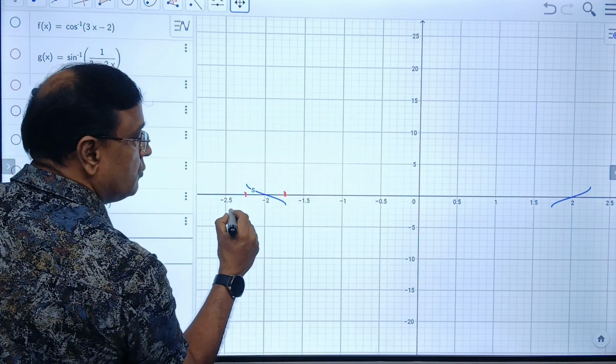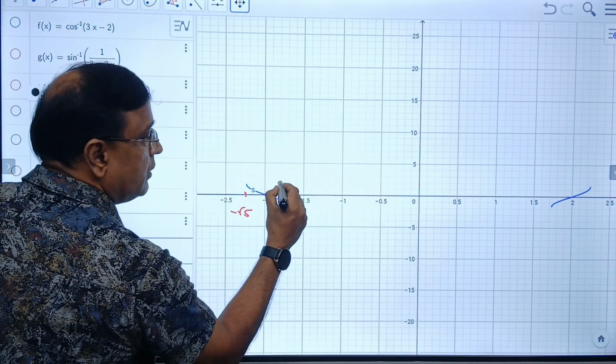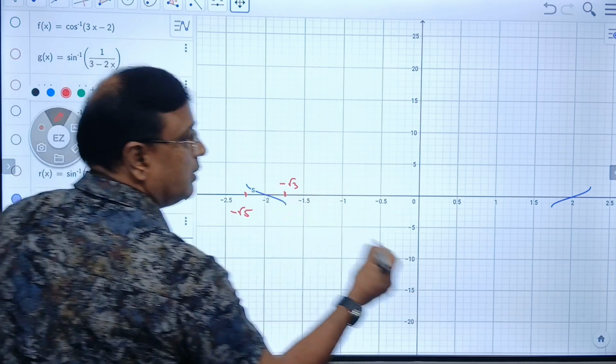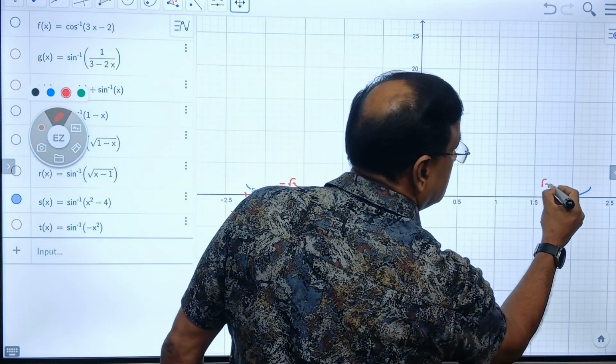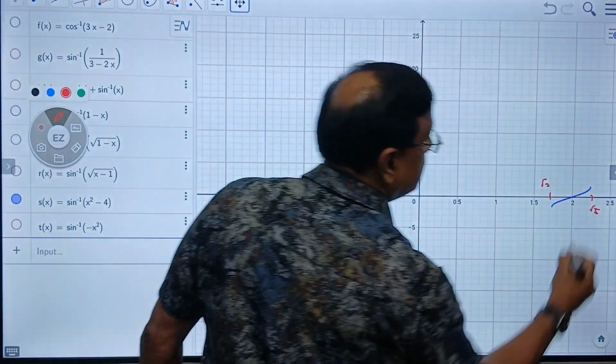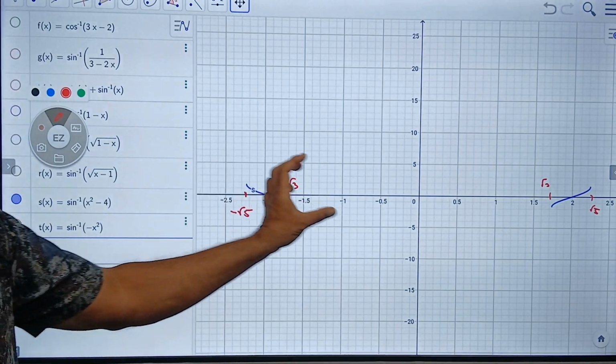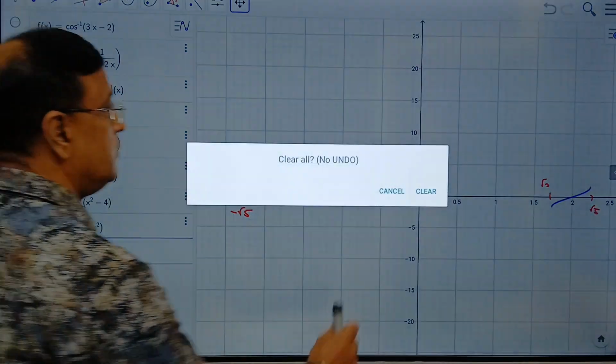This will be minus root 5. This is minus root 5. This is minus root 3. This is plus root 3. This is plus root 5. You get a piece. Okay.